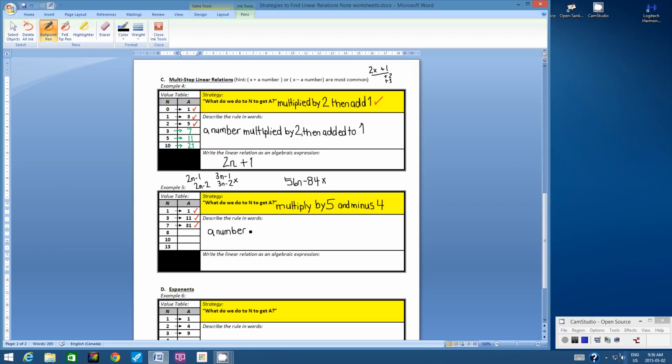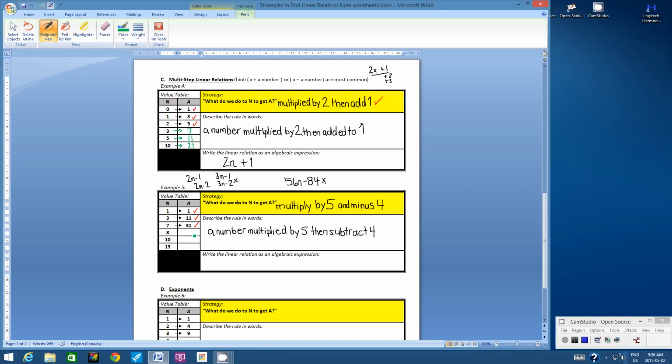A number multiplied by 5, then subtract 4. Okay, you could put then minus 4, you could put then decrease by 4, it doesn't matter. You could have written the difference between 5 times a number and 4, that would have been fine.